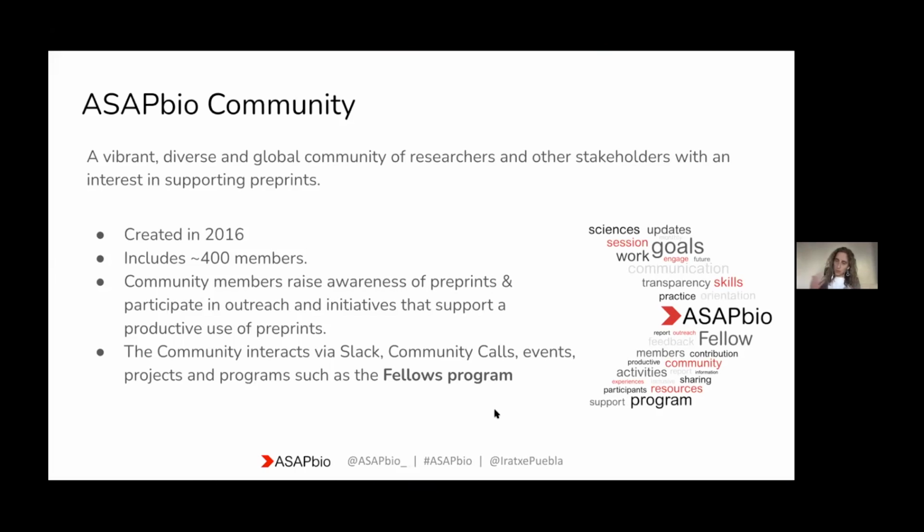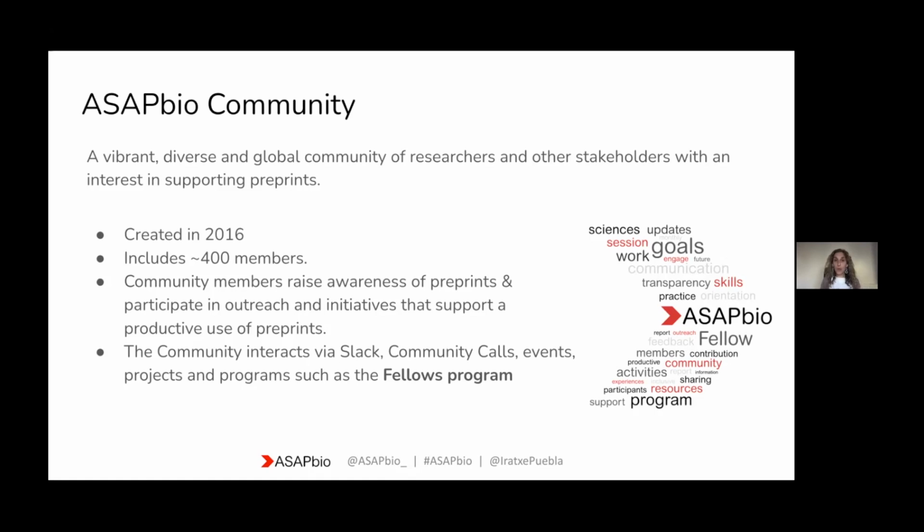We try to get working towards that mission through a number of activities that involve talking to many stakeholders in the life sciences communication space. But a big pillar for our work is the fact that we have an ASAPbio community, which contains a number of members from different perspectives and roles, but a large majority of the community members are researchers, although again, we have also other stakeholders who have an interest in preprints and in supporting their adoption as well. The ASAPbio community was started shortly after the organization was founded in 2016. We currently have around 400 members.